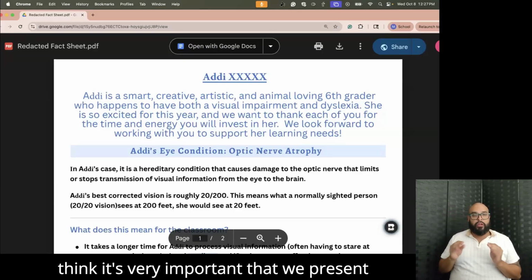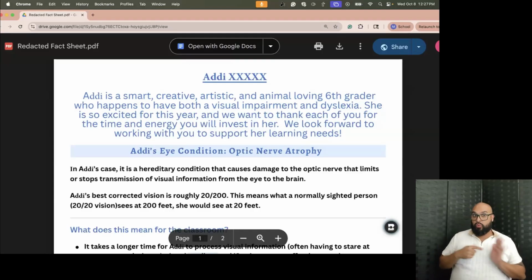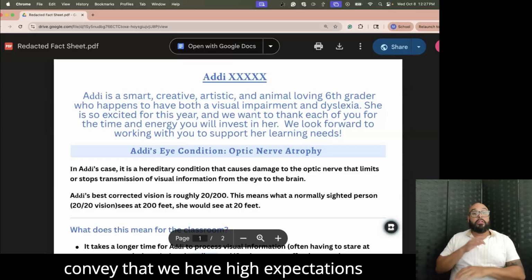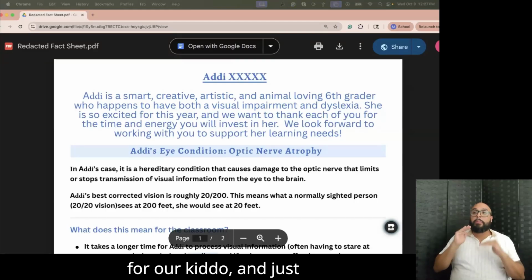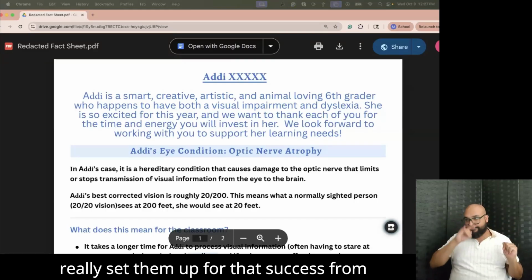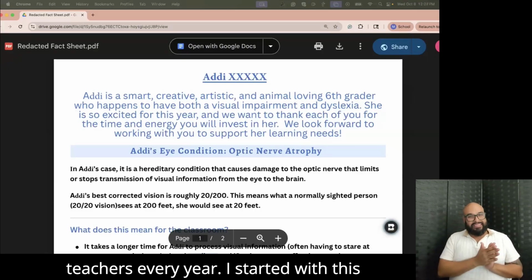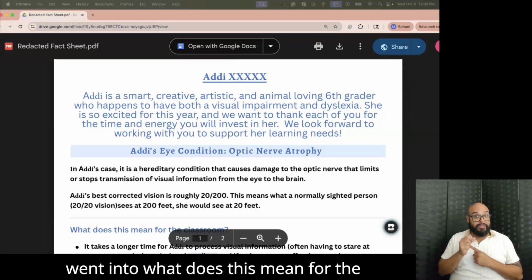I think it's very important that we present our kiddos from a strengths-based model to all of their teachers, convey that we have high expectations for our kiddo, and just really set them up for that success from the very beginning with their new teachers every year. I started this document with explaining the eye condition and what that means. But then I went into what does this mean for the classroom?